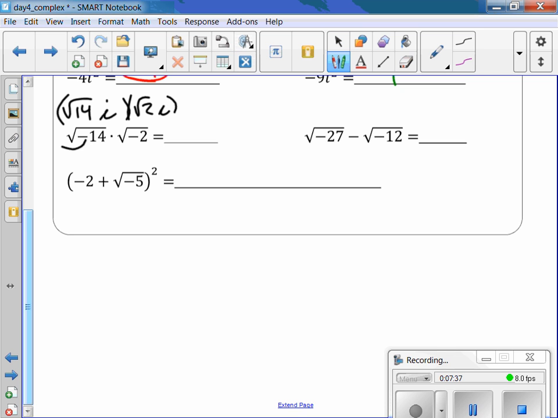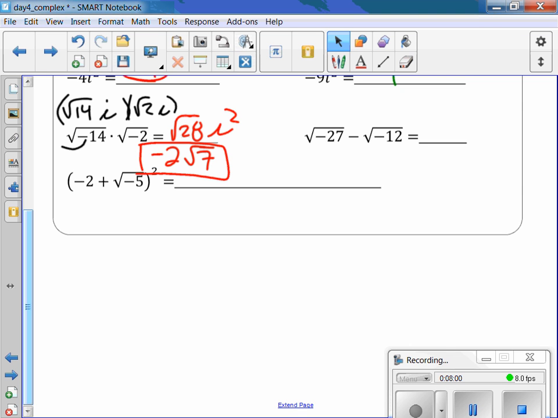Square root of 14 times square root of 2 is 28. So square root of 28 i squared. Okay, what is the square root of 28? 2 square root of 7, times i squared. So here we come up with a negative 2 root 7.